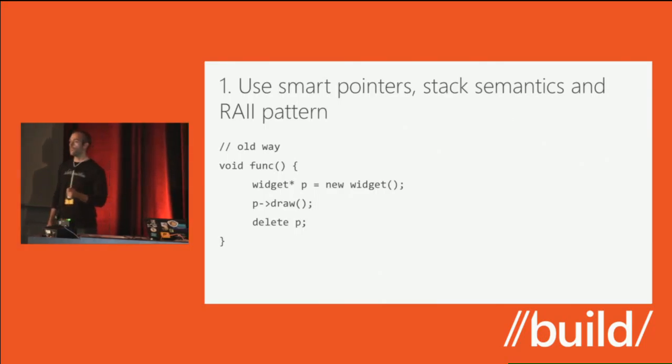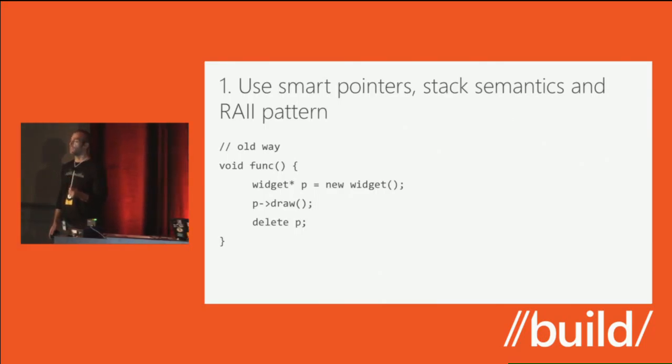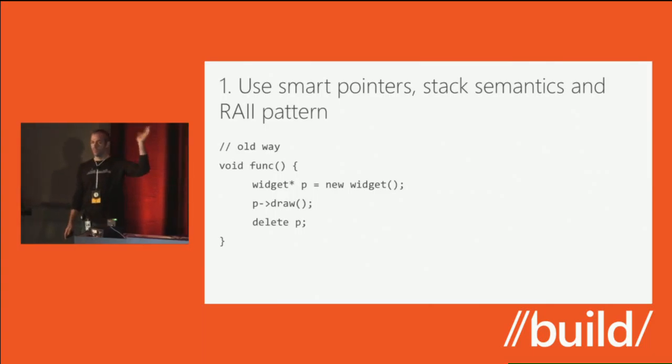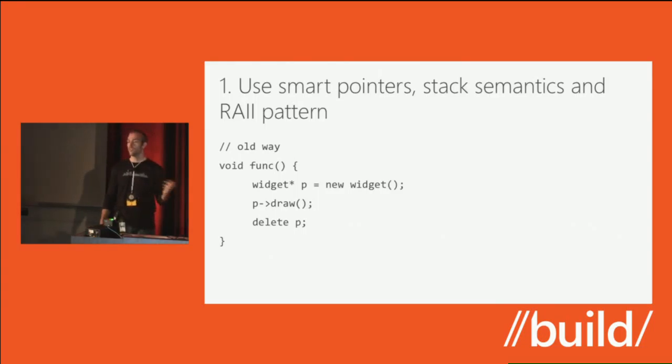This is a new way. All the new pieces of C++11 allow us to do this. When I was doing C++, and I'm old, this looks right. Well, it doesn't look right to me because there are a lot of problems that we can see here. The old way of doing this is I've got a widget, and I can new it up, and then I do something with it, and then I delete it. But there are a lot of problems with this. What happens if draw throws an exception? There are all kinds of weird things that can go wrong, and I can lose all that memory.